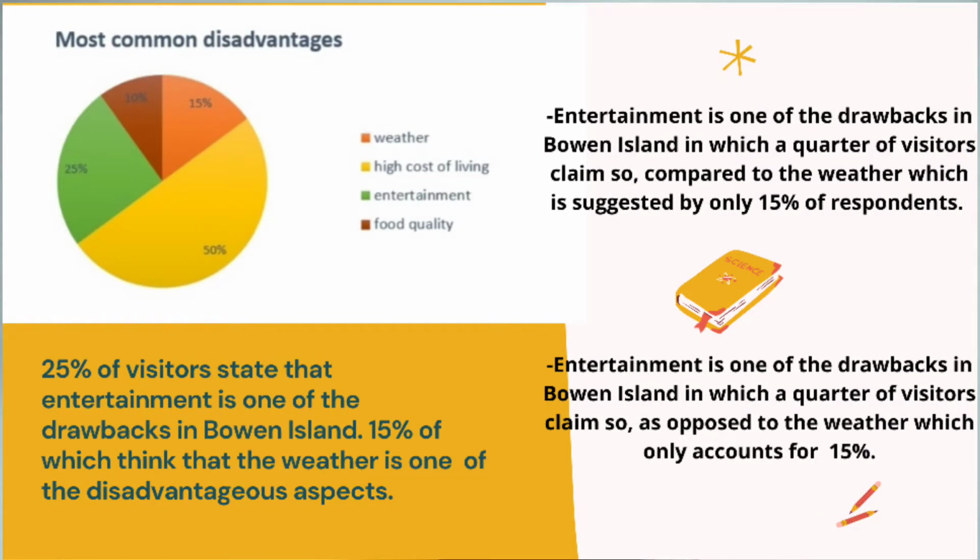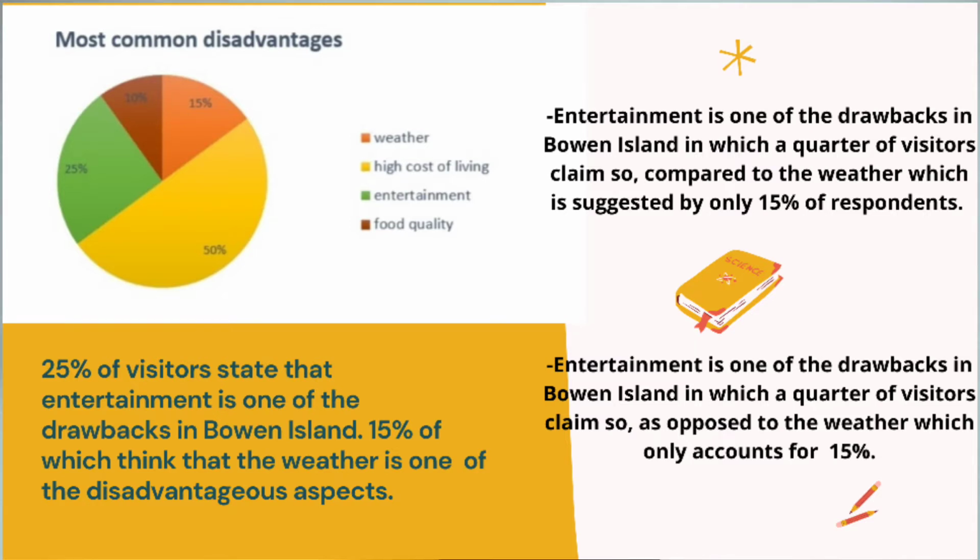Okay, so as you can see on the first pie chart, 20% of visitors state that entertainment is one of the drawbacks in Bowen Island. 15% of which think that the weather is one of the disadvantageous aspects. Okay, so from these two sentences we can combine into one, and here is the new version. Entertainment is one of the drawbacks in Bowen Island, in which a quarter of visitors claim so, compared to the weather, which is suggested by only 15%.